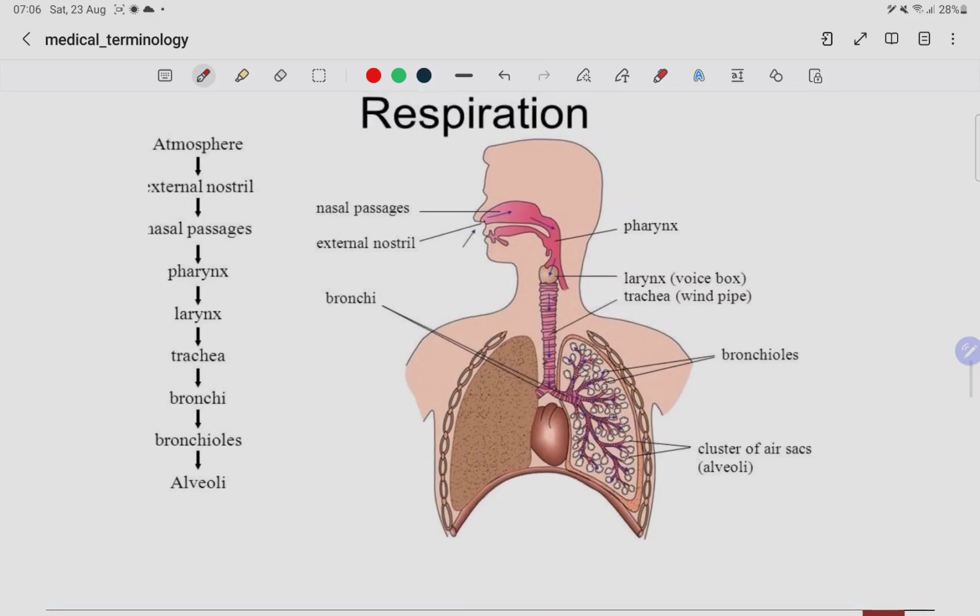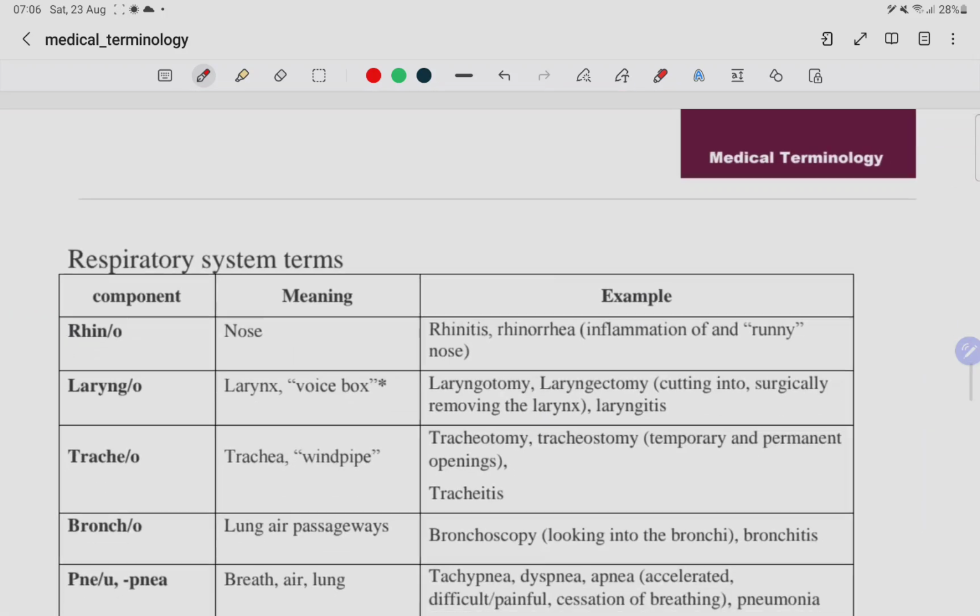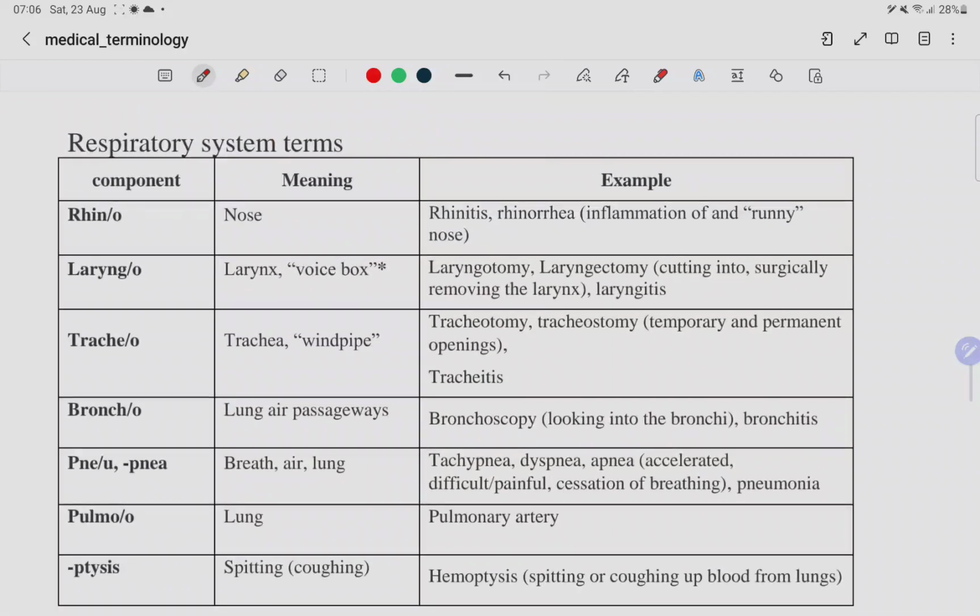As we mentioned, atmosphere, external nostril, nasal passage, pharynx, larynx, trachea, bronchi, bronchioles, and the alveoli. Okay, respiratory tract system.